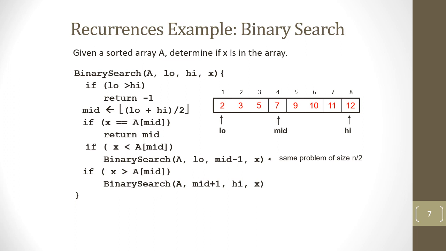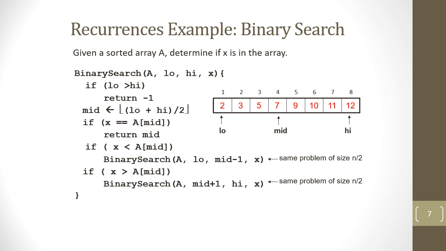So we have two recursive calls. One is on the left subarray and one is on the right subarray, which are both solving problem of size n by 2. But we have to note here that we have if conditions here. So either this condition will be true or this condition will be true. So one of the two will run.